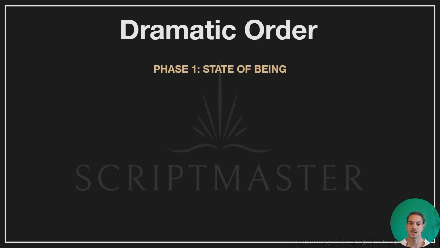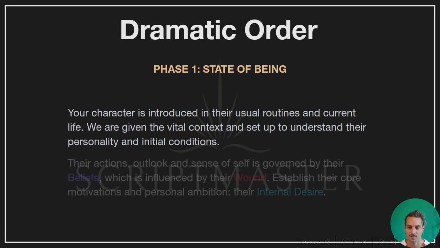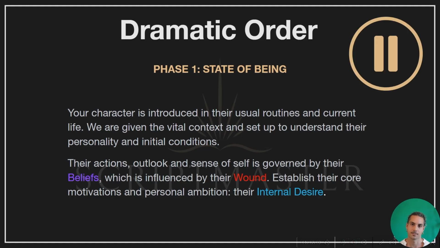So the first phase of dramatic order, phase 1 in your story, is the state of being. So you want to introduce your character in their usual routines and current life. You're going to give us the vital context and setup we need to understand their personality and initial conditions. Their actions, outlook, and sense of self is governed by their beliefs, which are influenced by their wound, and you want to establish their core motivations and personal ambition, their internal desire. So do that, and then we'll move on to the next step.